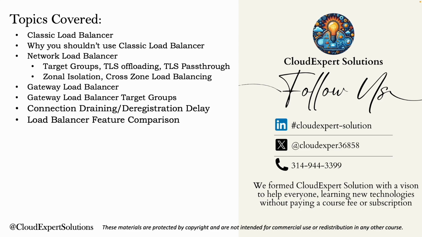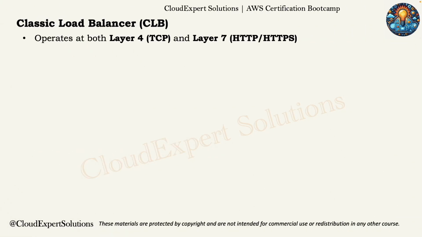We have a lot to cover. Let's jump right into it. Classic Load Balancer or CLB is the original AWS load balancer that operates at both layer 4, which is TCP, and layer 7, which is HTTP and HTTPS. It is now considered as legacy and not recommended for any new application.